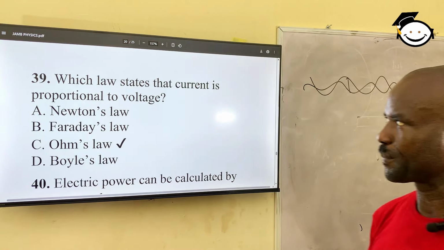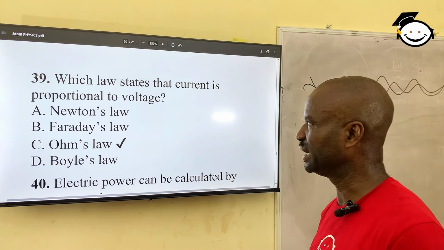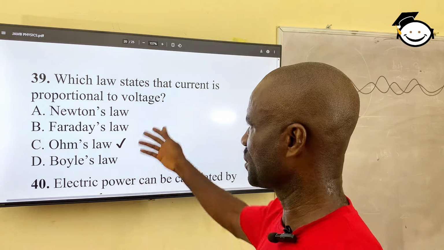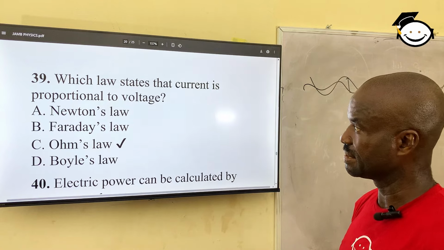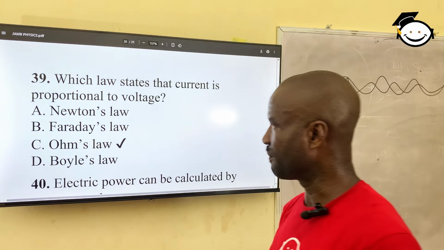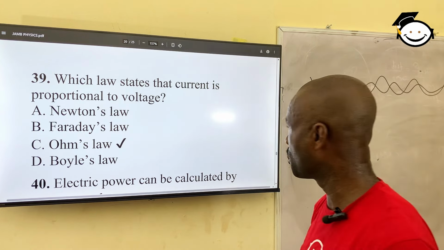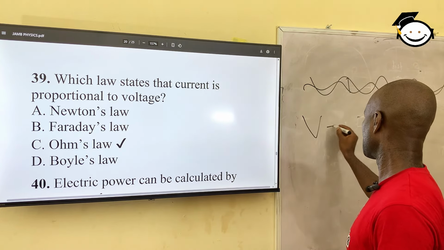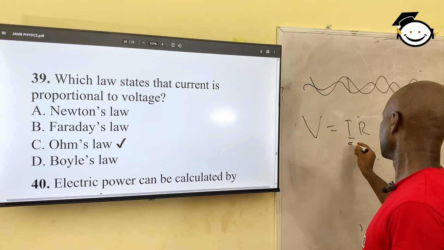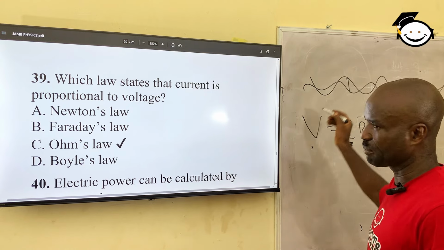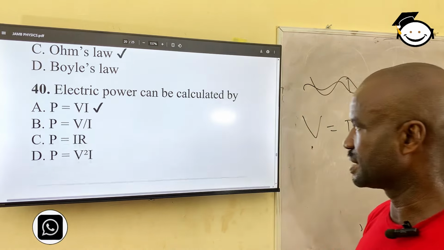Question 39. Which law states that current is proportional to voltage? A, Newton's law, no. Faraday's law, Ohm's law, and Boyle's law. The correct answer is Ohm's law. Current is proportional to voltage, V equals IR. The higher the current, the higher the voltage. So it's Ohm's law.